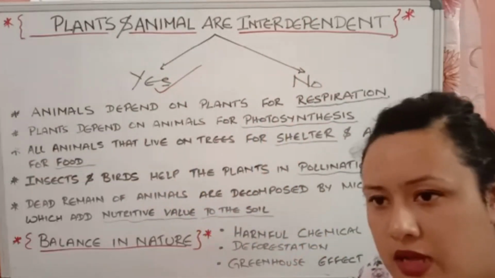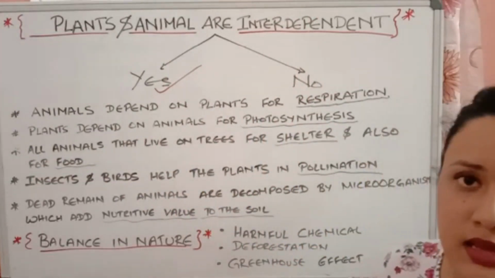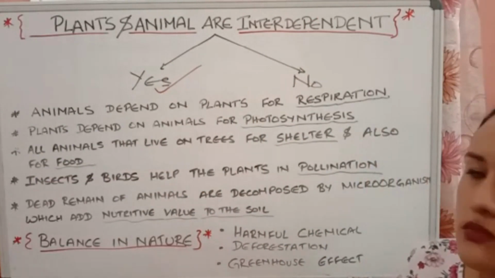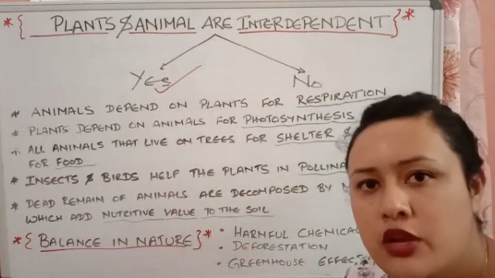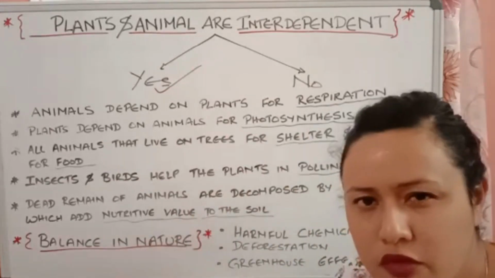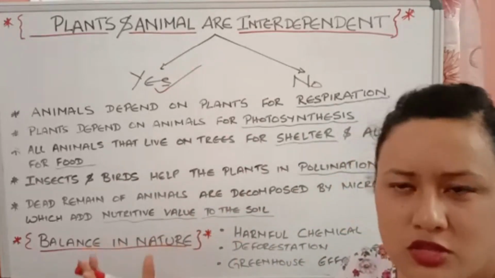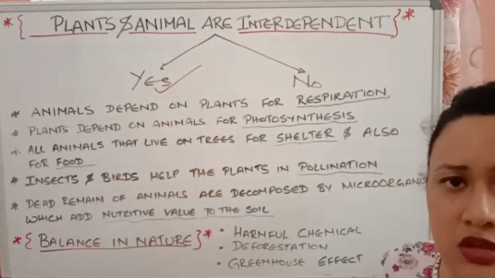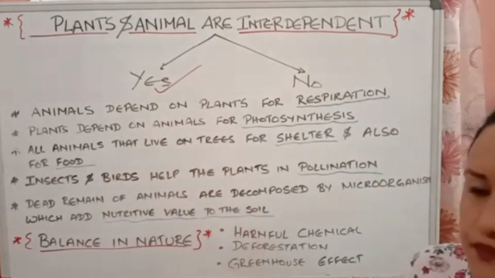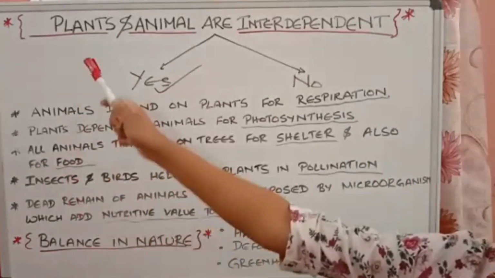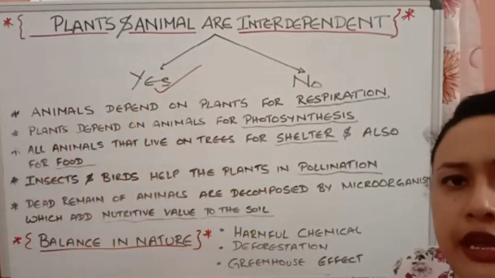Do we depend upon plants? Do plants depend upon us, animals and humans? How? So that we are going to discuss. Obviously, the answer is yes, we depend upon each other. We depend upon plants for food, for oxygen, no? All those things. And plants also depend upon us. So that we are going to discuss how. The points here will tell you how they are depending upon each other.